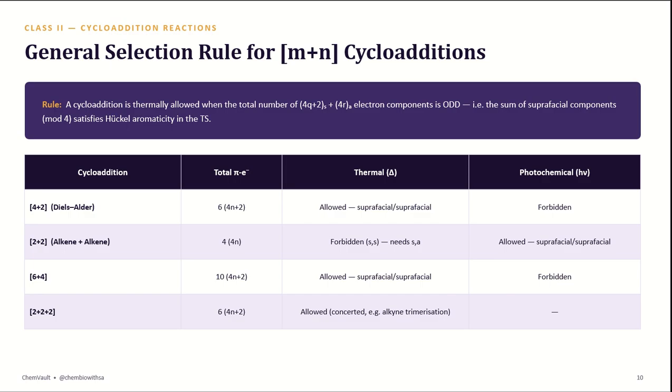6 plus 4 cycloadditions with 10 electrons follow the same pattern as Diels-Alder, and even 2 plus 2 plus 2 processes like alkyne cyclotrimerization are thermally allowed once you count all 6 electrons together.